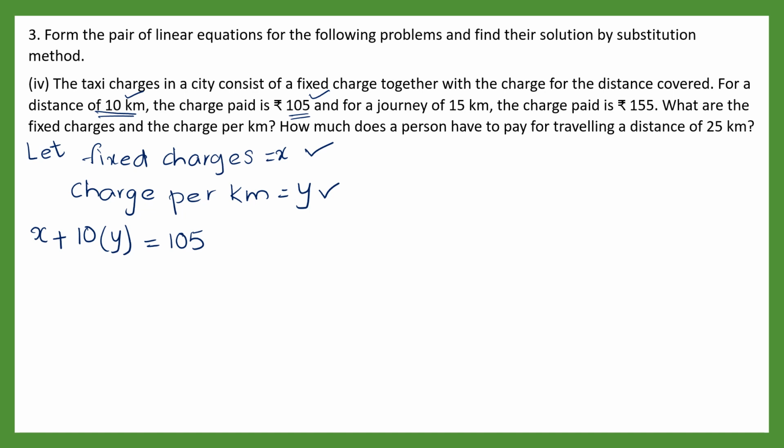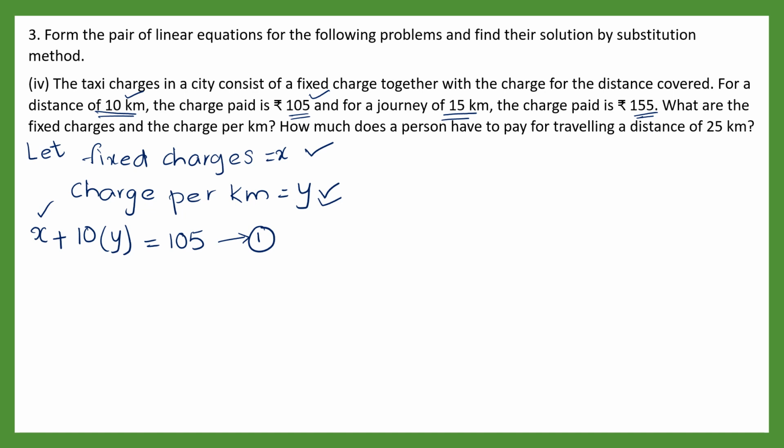For 10 kilometers, there will be fixed charges. Fixed charge is X plus for 1 kilometer, you will be charged Y rupees. For 10 kilometers, it will be 10 into Y. So, in total you will get fixed charge plus variable charge. X plus 10Y is equal to 105 rupees. This is the first equation. And for a journey of 15 kilometers, the charge paid is 155 rupees.